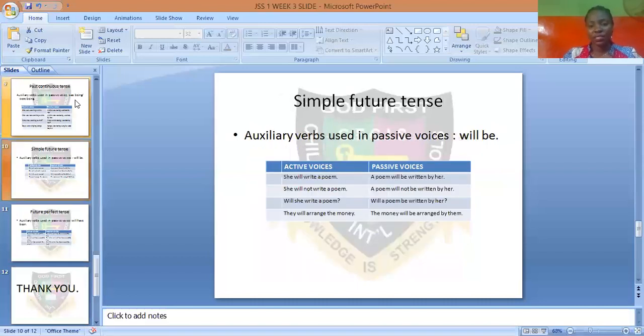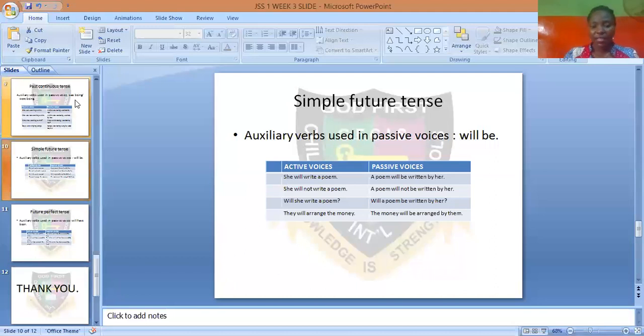The simple future tense. The auxiliary verb used in the passive voice here is will be. She will write a poem. A poem will be written by her. She will not write a poem. A poem will not be written by her.